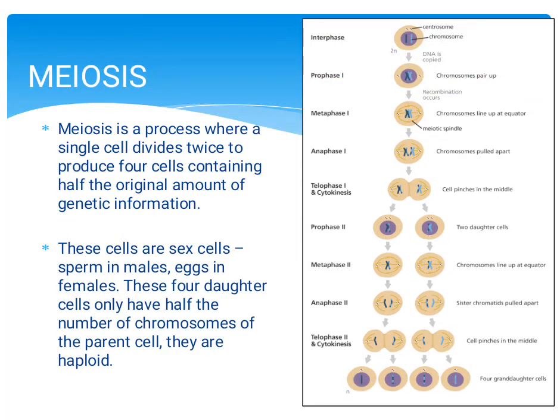Meiosis. It is a process where a single cell divides twice to produce four cells containing half the original amount of genetic information. These cells are sex cells, sperms in male and eggs in females. These four cells only have half the number of chromosomes of the parent cell, they are haploid. Meiosis involves two sets of cell division.